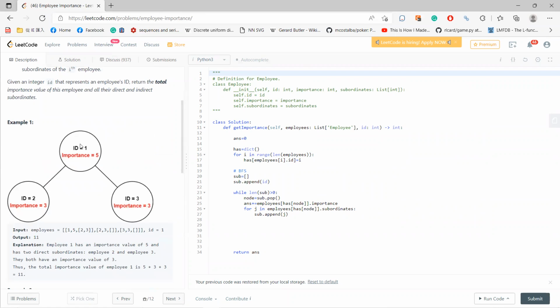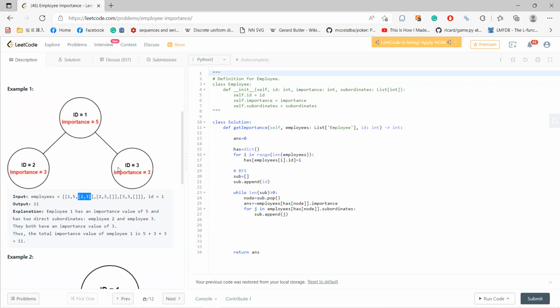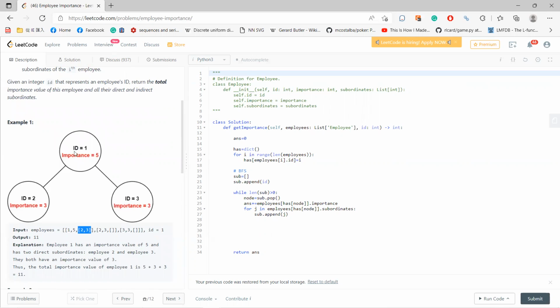So somebody gives you ID 1, and 2, 3. So you can see that 1 corresponds to 2, 3. So 2, 3 are subordinates, so you need to sum over the importance. So you can see this question is a graph, and then you need to do graph traversal.